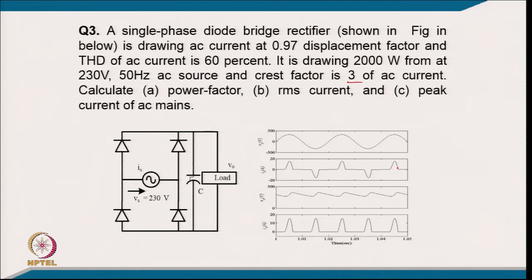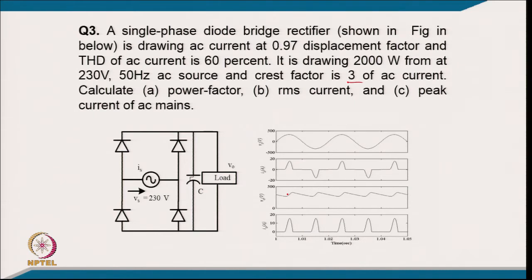Now, the question is why this displacement factor is 0.97. That may be because of two reasons. One is the source impedance, which may cause this to delay. Another reason is that sometimes it starts conducting a little before because of discharge. So it may be slightly leading or it can be lagging, depending on the source impedance parameters also.